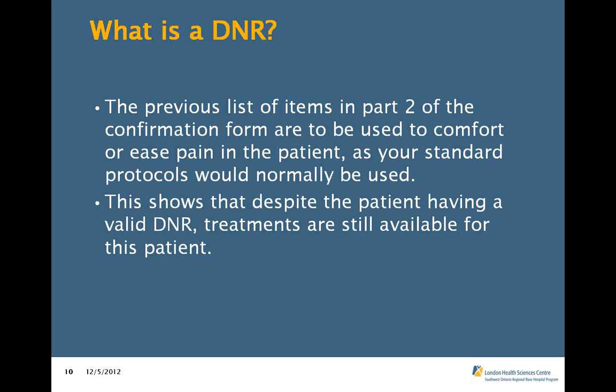The previous list of items in Part 2 of the confirmation are used for comfort or to ease pain in the patient, as your standard protocols would normally be used. This shows that despite the patient having a valid DNR, there are treatments still available for this patient. Do we know what kind of treatments are available? This is going to be anything like your symptom relief, so this is going to be oxygen.